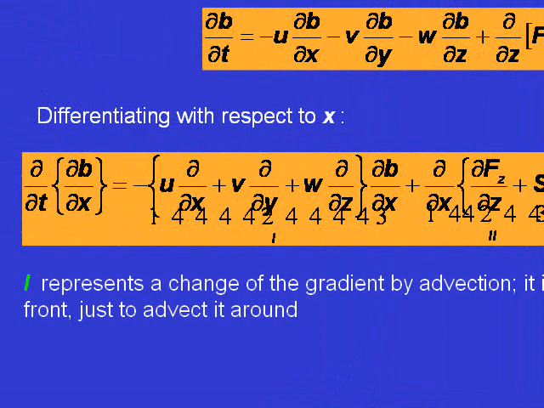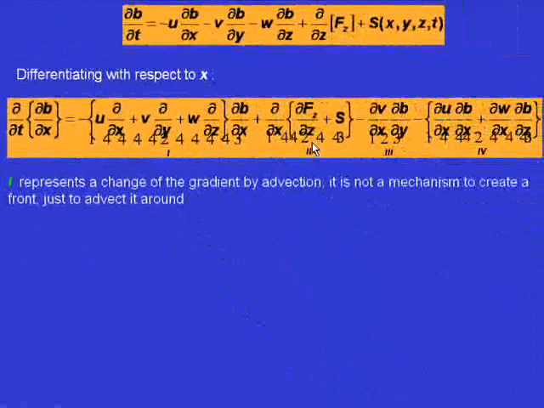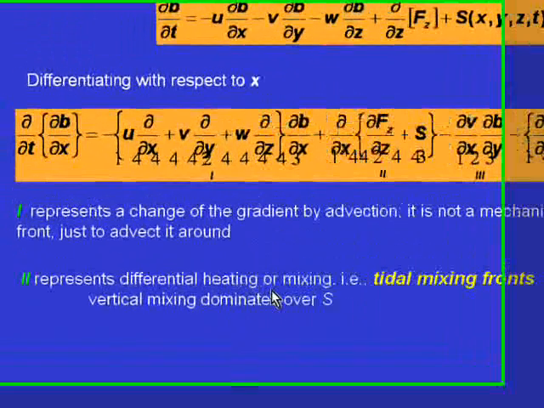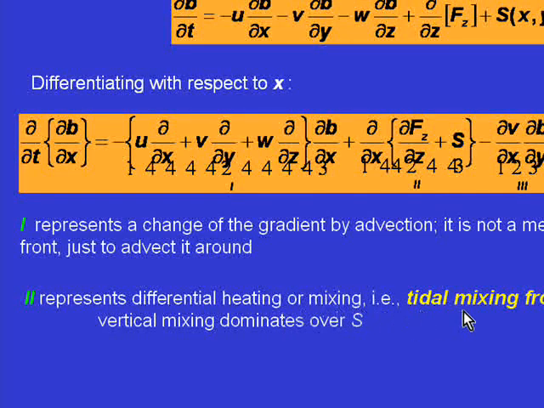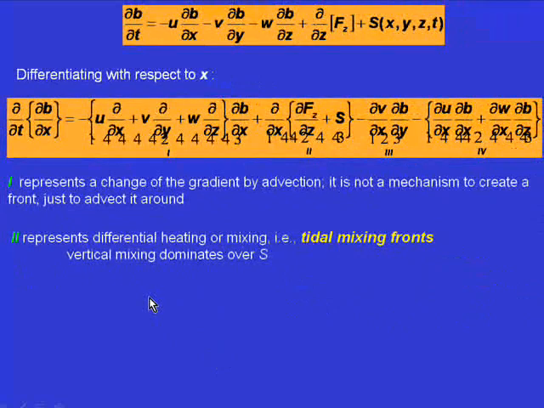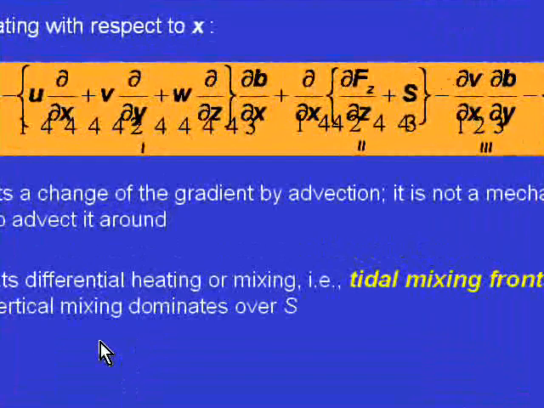So this first mechanism represents a change of the gradient by advection. Not a mechanism to form fronts, but just to advect them around, to move the fronts around. Then the mechanism number 2, differential heating or mixing, and this will generate what's called tidal mixing fronts. And we're going to look at each one of these in detail. So this happens when vertical mixing dominates over buoyancy, because otherwise you will have mixing, and then you won't create a horizontal gradient.